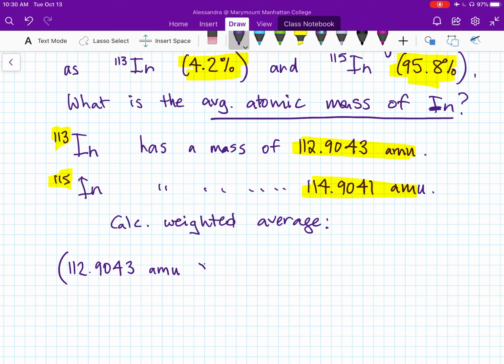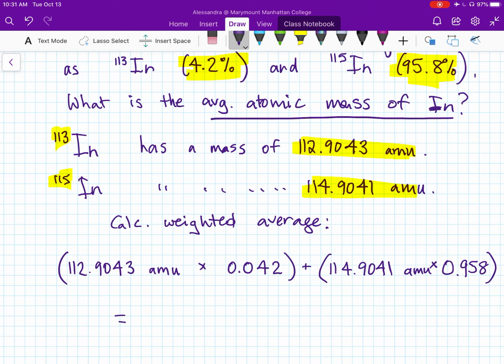112.9043 atomic mass units, and I'm going to multiply that by the relative abundance. I'm going to convert it to a decimal. That's the percentage. And to that, I'm going to add the mass of the heavier isotope, 114.9041 atomic mass units, and multiply that by its relative abundance, which is 95.8%. That gives me a weighted average of 114.82 atomic mass units. So this is the average atomic mass of indium, the weighted average, where the mass of each isotope is weighted by its relative abundance.